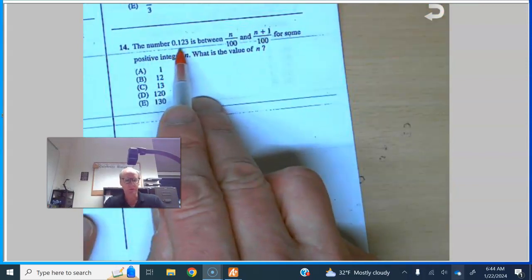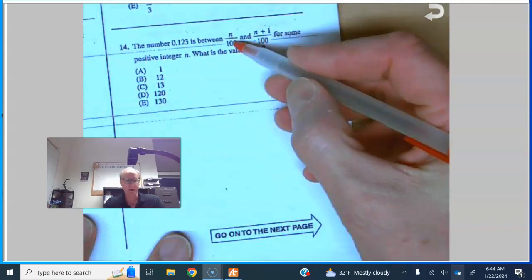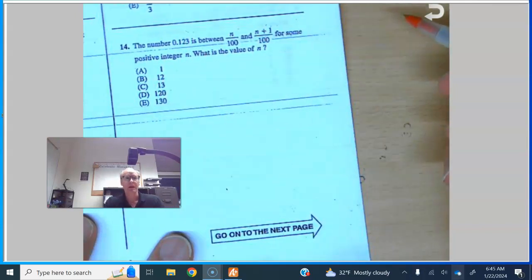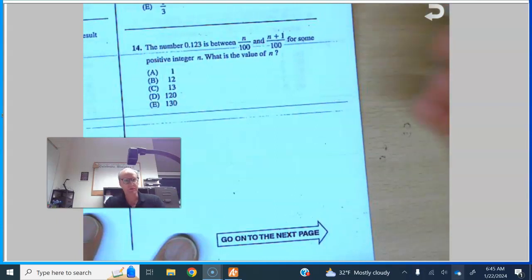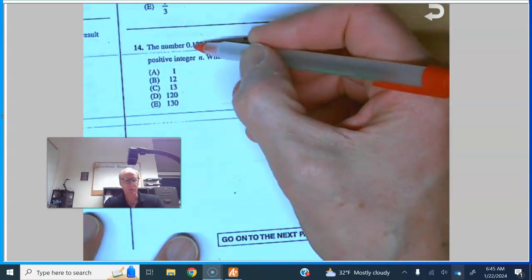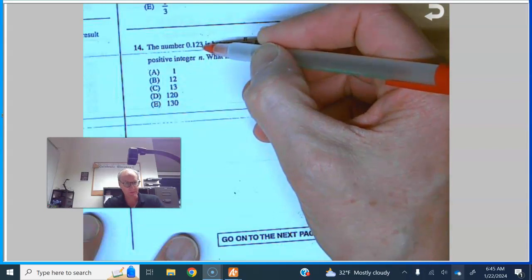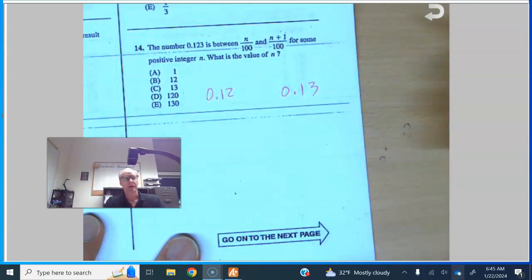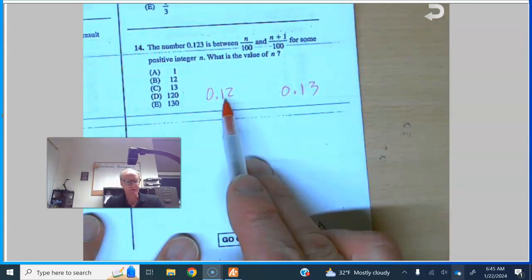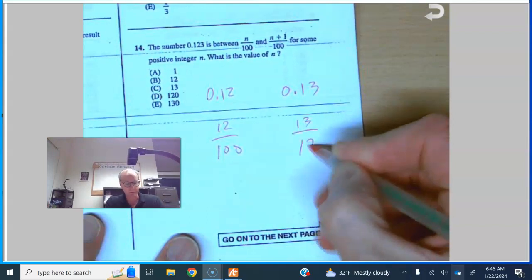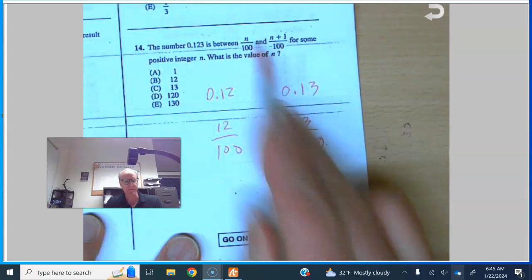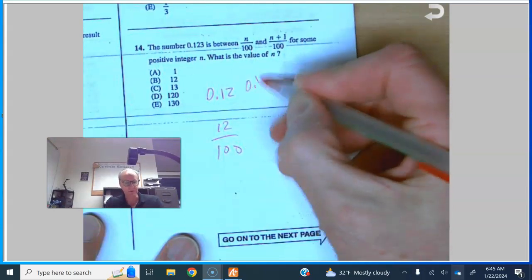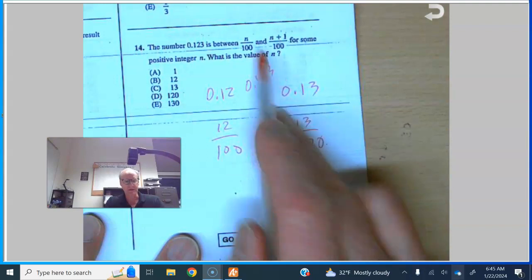The number 0.123 is a fraction between n over 100 and n plus 1 over 100. What you need to recognize, and hopefully you know, is that we read this as 123 thousandths, which is between 0.12 and 0.13. Now, if you know how to read these, this is 12 hundredths, and this is 13 hundredths. Hopefully you can see that 0.123 is between these, and so the n is 12. And we're moving on.